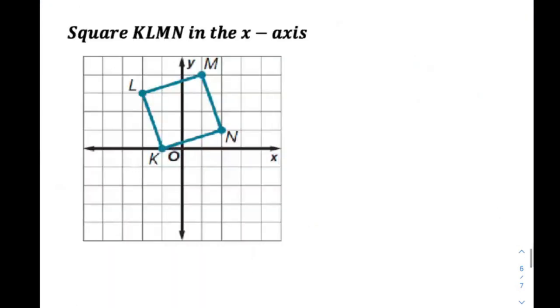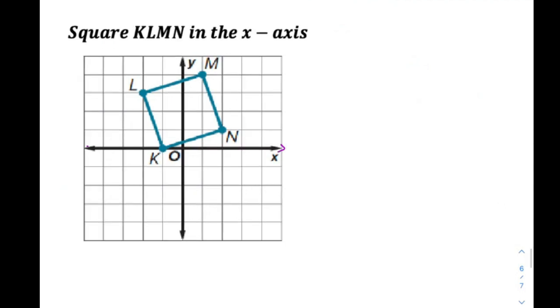Let's reflect this same square, but across x-axis. Across x-axis means this is the line of reflection, and the first point K will stay the same. Any point on the line of reflection will be located on itself.